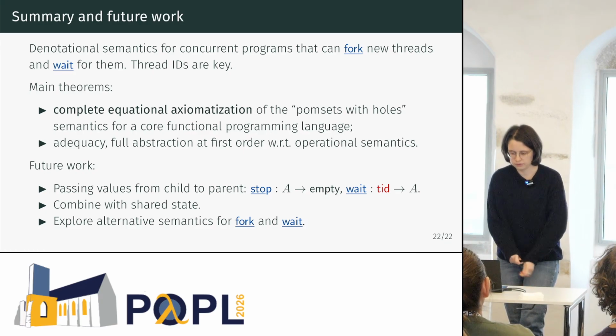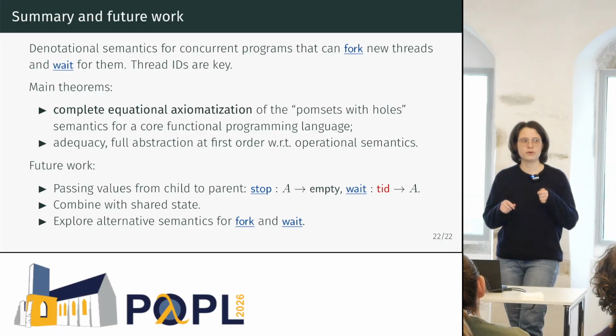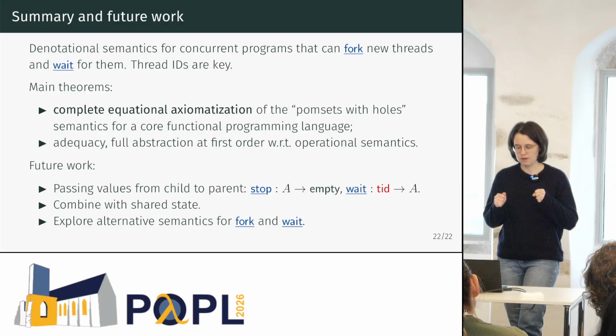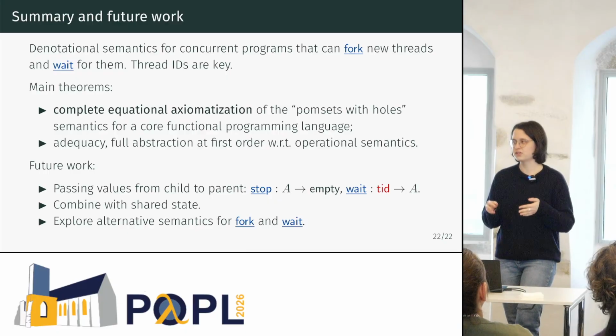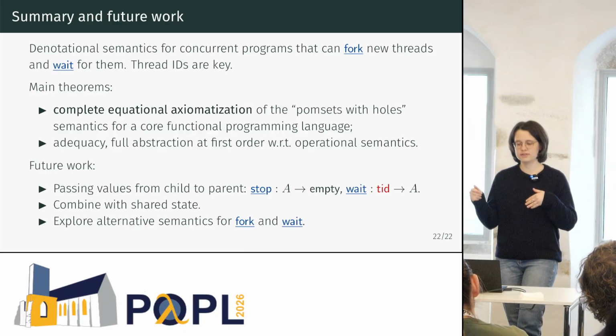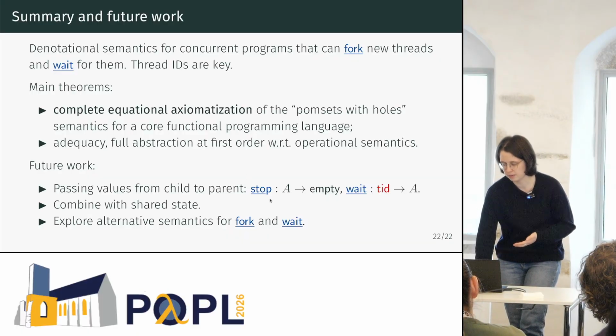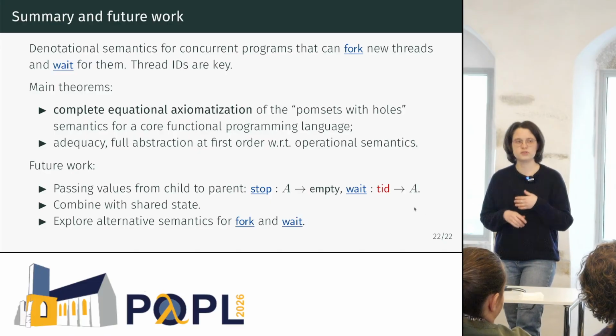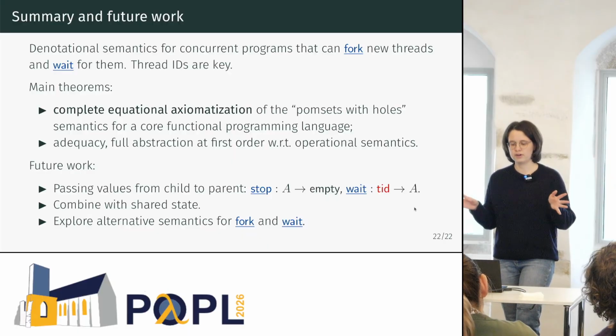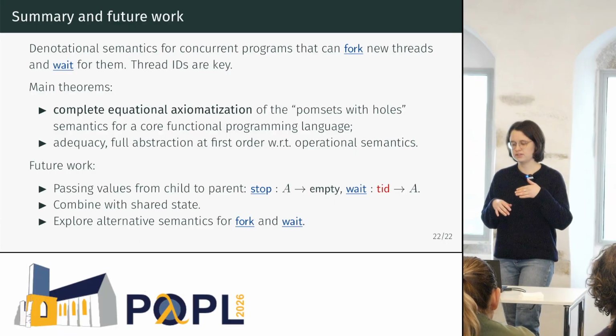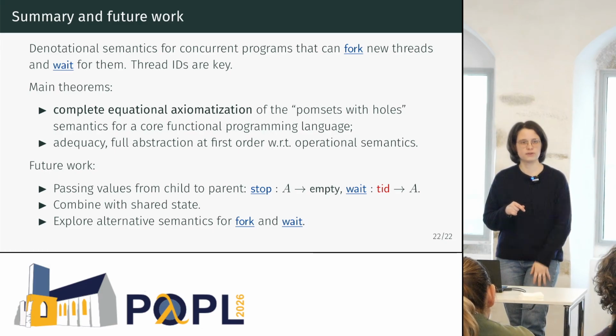And so in the future, there's many possible directions we could go in. For example, we could improve the semantics to allow children to send values to their parent. And we would do this by modifying the types of stop and wait. We could combine our semantics with shared state, or we could explore alternative semantics for fork and wait, such as waiting on all the descendants of a thread to finish, for example.